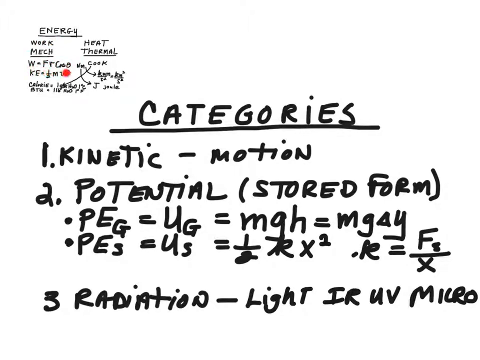We have our definition and way of calculating kinetic energy. We have the way of calculating gravitational potential energy and spring potential energy. And we have the equation for relating the force of a spring to the spring constant and its compression or extension. That's called Hooke's law. So there's one more equation that I'll talk about later.